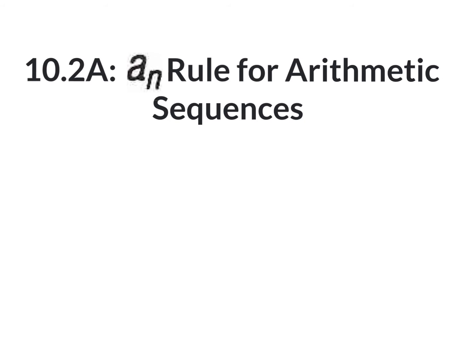So what I want you to do right now is copy down the title, 10.2a. 10.2 has so much information that I broke it up into Part A and Part B, and we're going to spend a couple of days on each section. So 10.2a, we're going to focus in on the a sub nth rule for an arithmetic sequence.